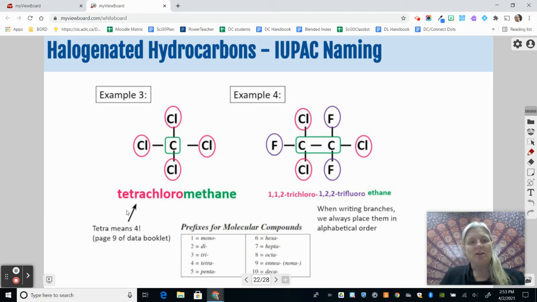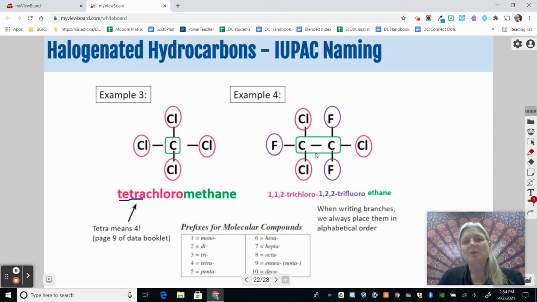Here's another example here. Here is 4 chlorines on a methane. So now instead of tri, we call it tetra. Tetrachloro, so 4 chlorines on a methane. Tetrachloromethane.